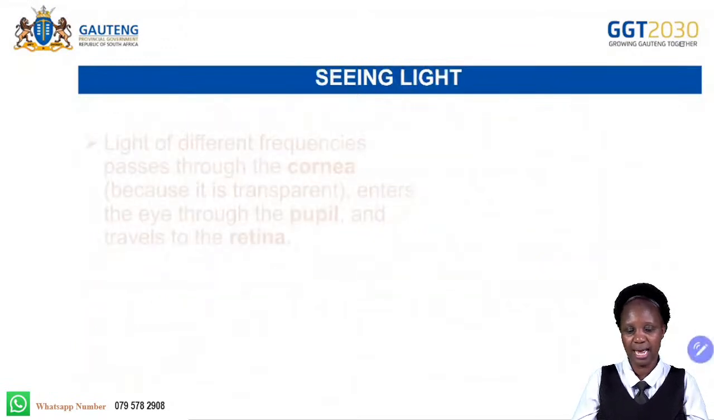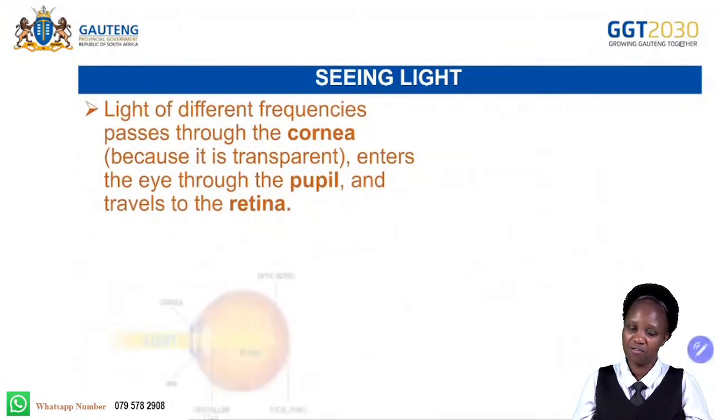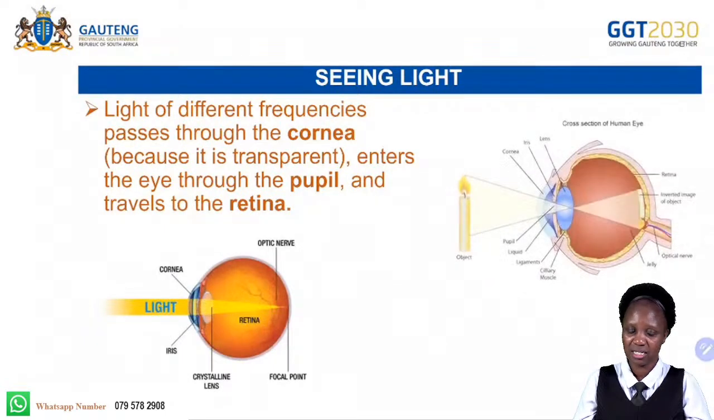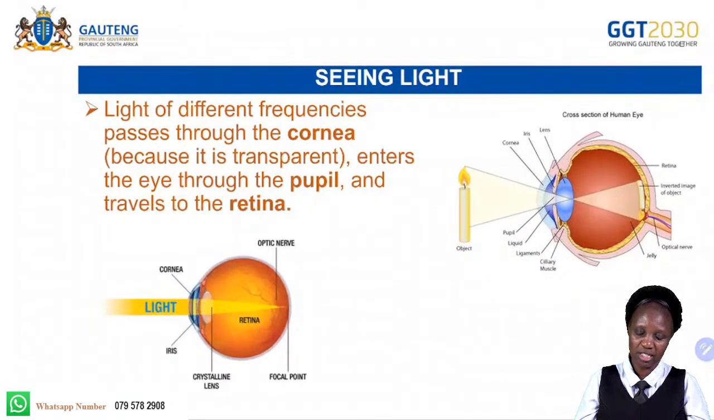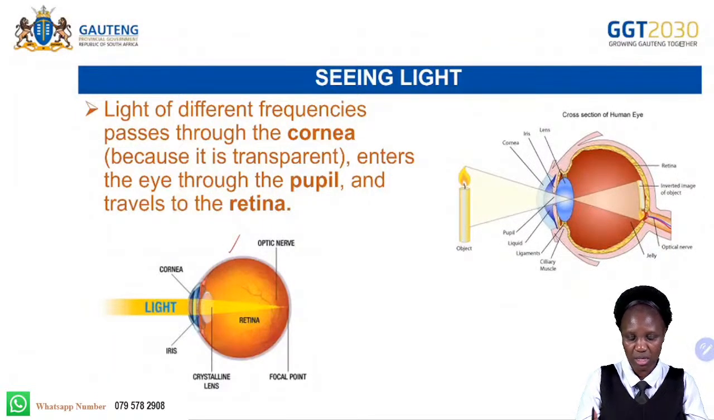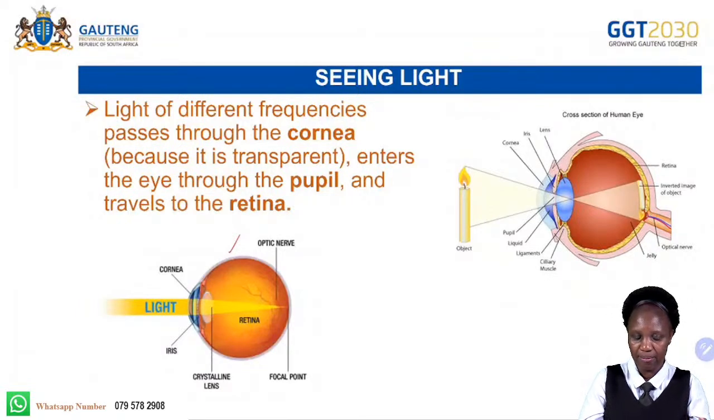And then seeing light. Light of different frequencies passes through the cornea because it is transparent, and then it also enters the eye through the pupil and travels to the retina. Let's look at an eye. We've got an eye here. We've got the cornea there. Then light is coming in. It will go in and then it will go to the retina.